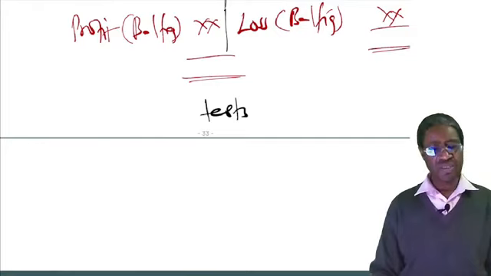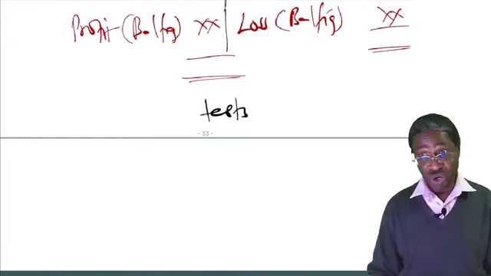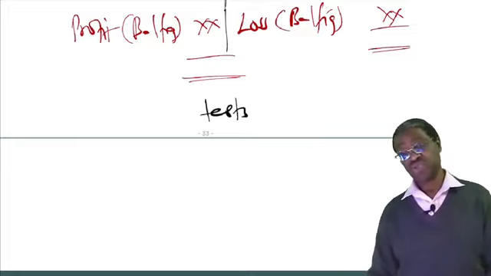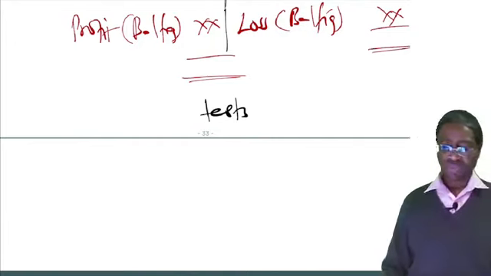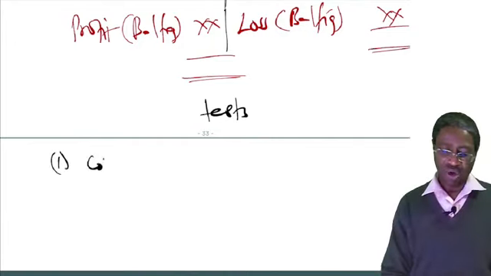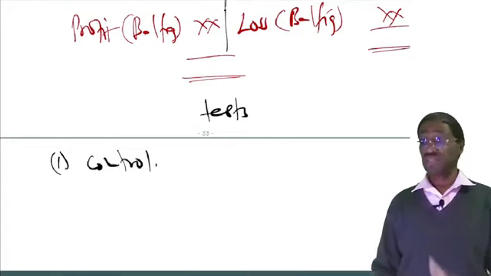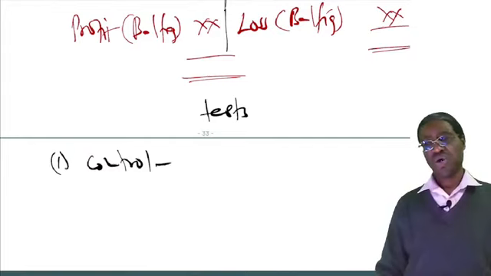IAS number 41 specifies the tests in order for a biological asset to be recognized in the balance sheet. Number one, control. That's the key word there. You should have control. Then you put a dash, control.